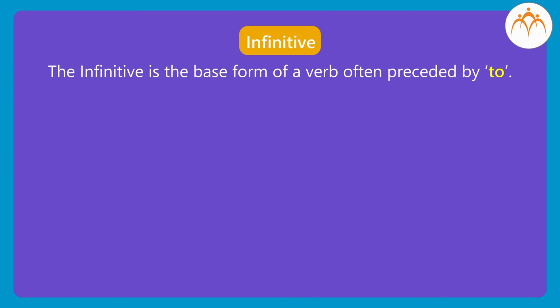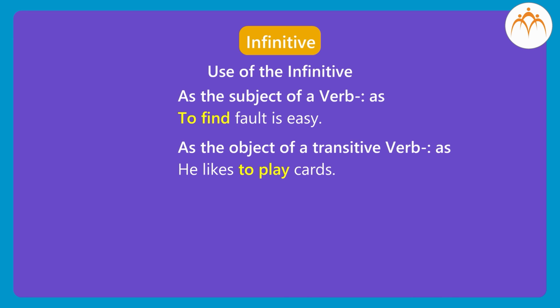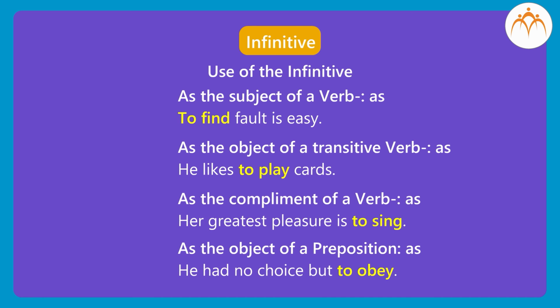Infinitive. The infinitive is the base form of a verb, often preceded by 'to'. For example, to go, to listen, to hide, to see. Use of the infinitive. As the subject of a verb, as: to find fault is easy. As the object of a transitive verb, as: he likes to play cards. As the complement of a verb, as: her greatest pleasure is to sing. As the object of a preposition, as: he had no choice but to obey.